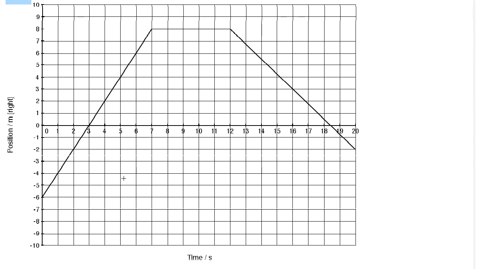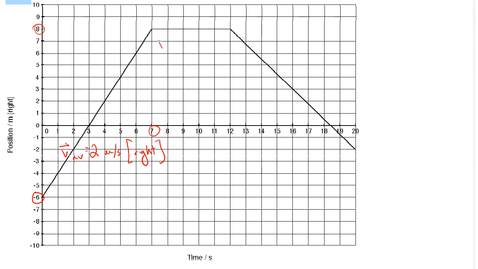A few things to notice here, a bit of a preview of what's to come. If we go from 6 meters to the left to 8 meters to the right of the origin, that's 14 meters, and if we've done so in this 7 seconds, so from 6 to 8 in 7 seconds, that's 14 meters in 7 seconds, or 2 meters per second, and we're moving to the right, and that's the average velocity over this time interval. So V average over that first time interval is 2 meters per second right.